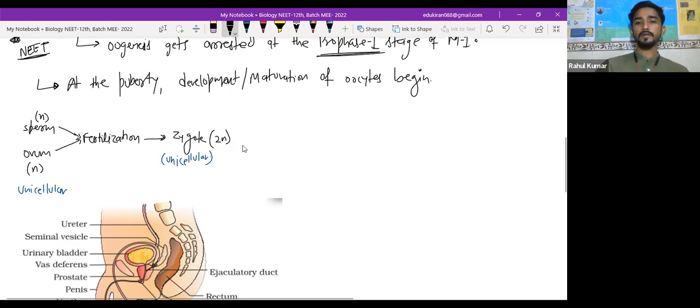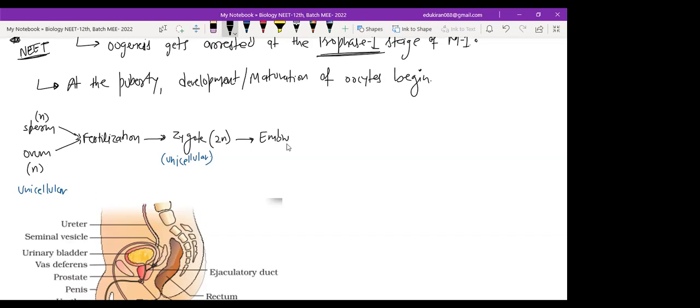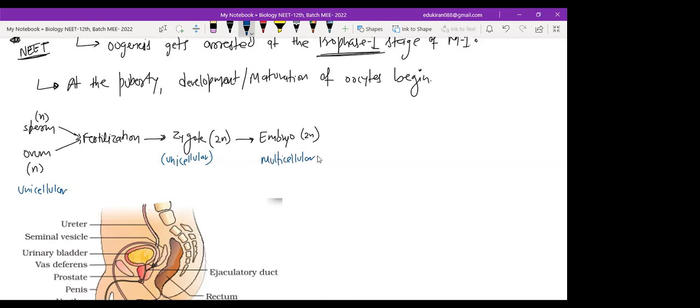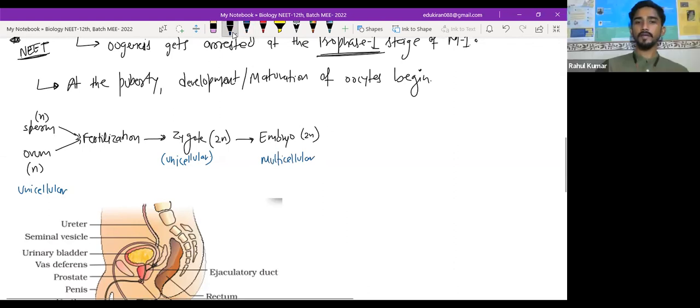But what happens after zygote? Embryo. And what is the ploidy of embryo? Again 2n. But is it unicellular or multicellular? Multicellular. Yes. And what happens after embryo? We call it fetus. Okay. And fetus actually is a developed embryo, so it starts showing different structures, legs, hands, etc.